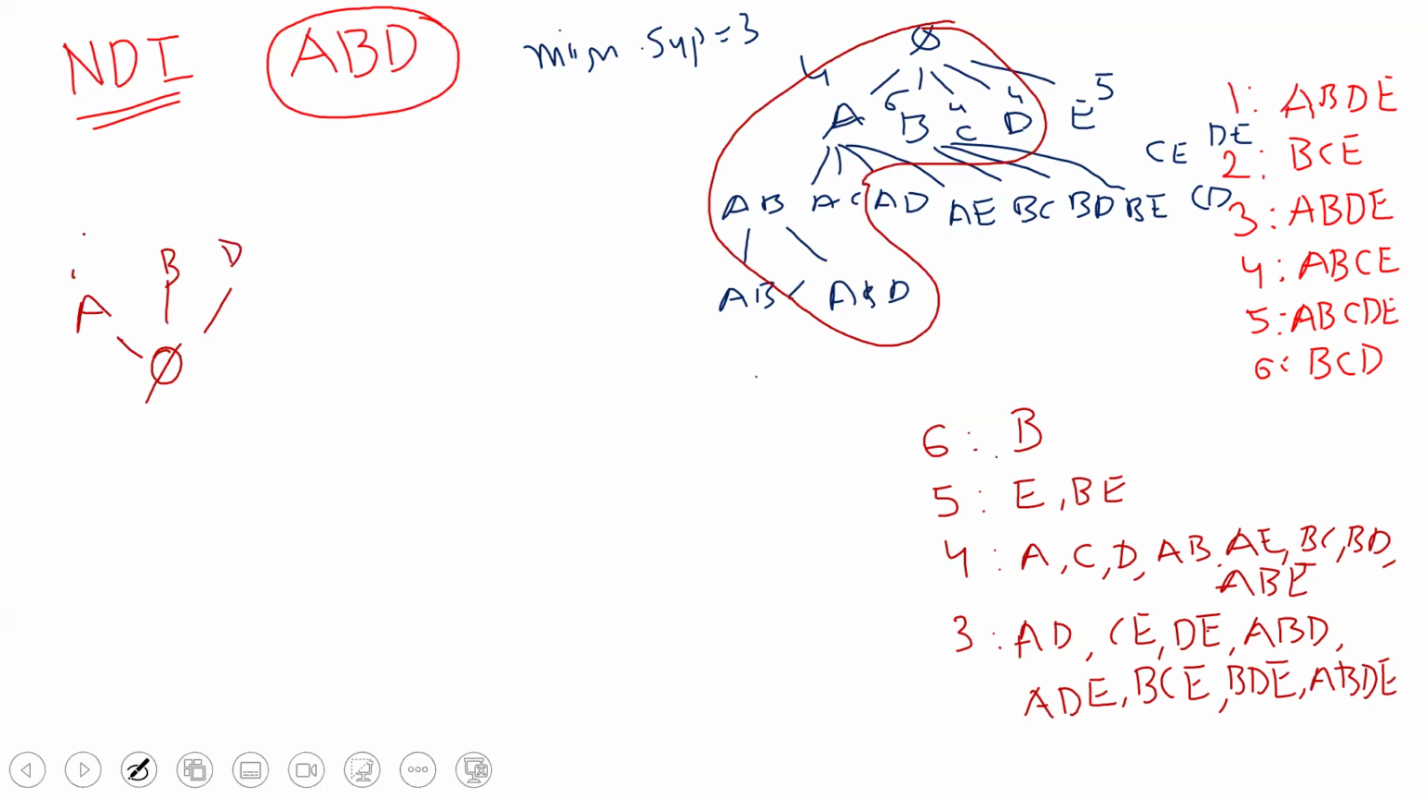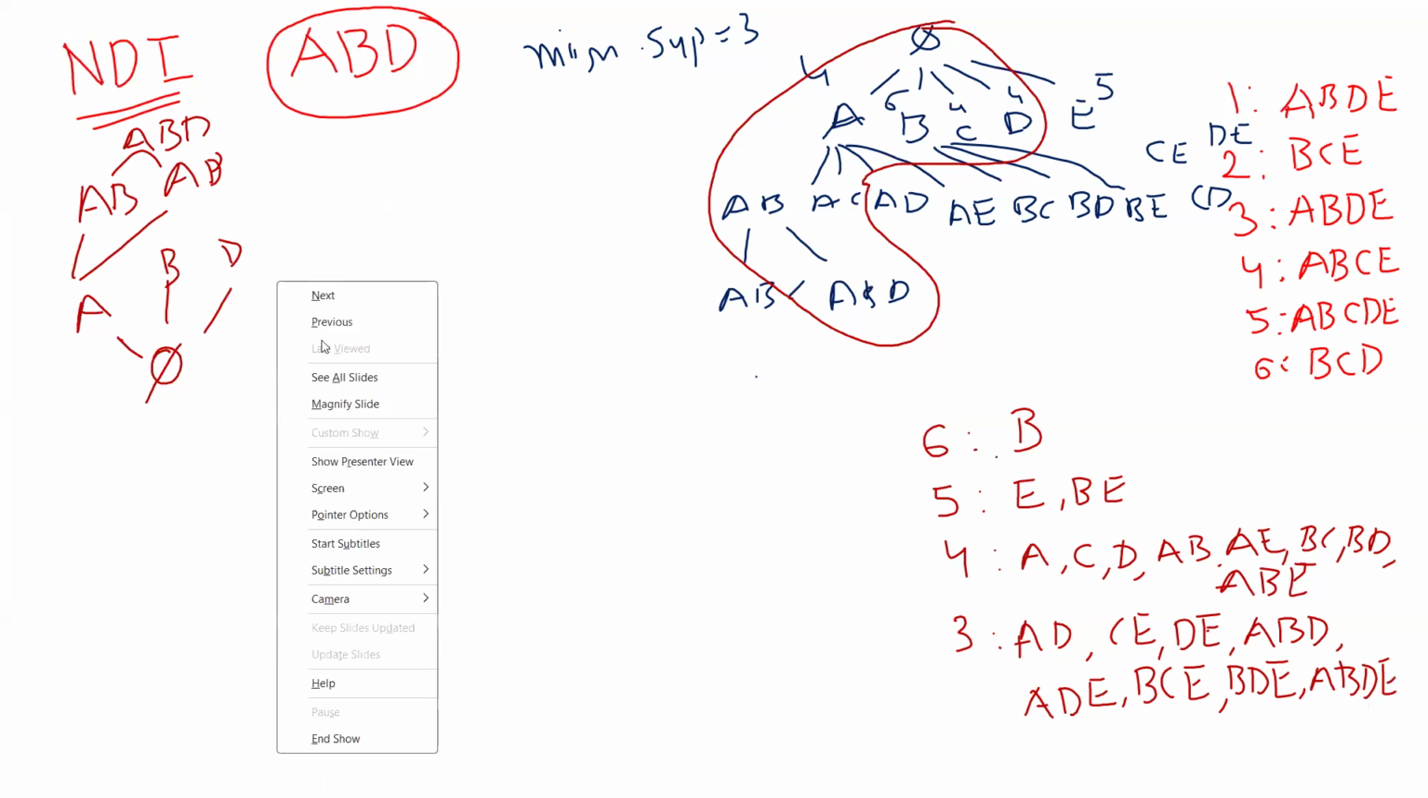Now, when A is combined with B, we get AB. When A is combined with D, we get AD. And finally, we get ABD, right? This is how we got it. Now, when you're finding the lower bounds and upper bounds, this is what you have to bring out from this lattice structure.